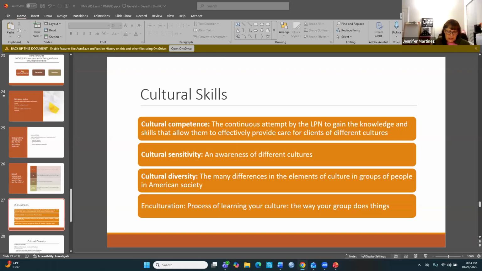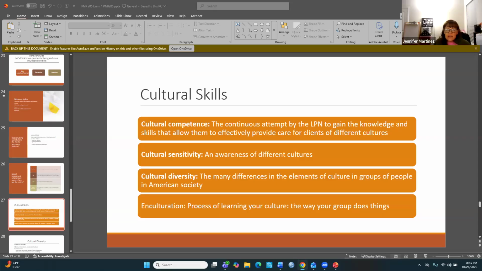And then we go into our chapters 10 and 11, which is going to be our cultural and our spiritual needs. So cultural skills, cultural competence. Cultural competence is the continuous attempt to gain the knowledge and skills that allow you to effectively provide care for clients of different cultures. Cultural sensitivity is an awareness of different cultures, and continually learning about people who are different from you.